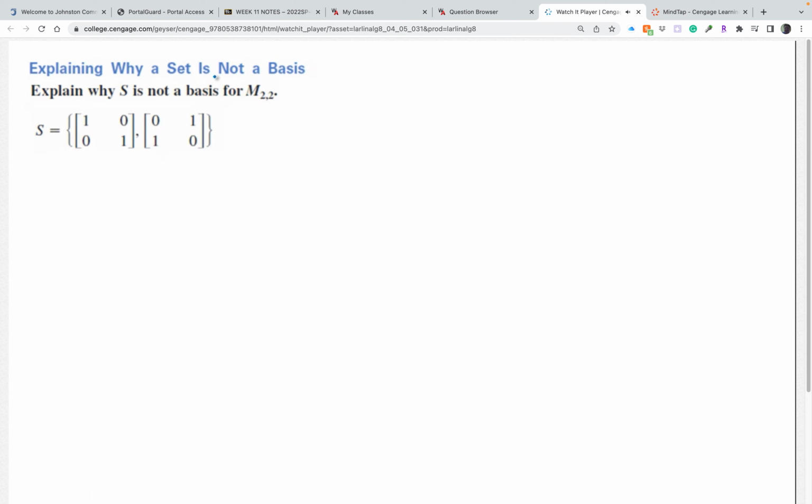Explaining why a set is not a basis. Explain why S is not a basis for M sub 2 comma 2, the set of all 2 by 2 matrices. So we have S, which consists of one matrix with the first row 1 and 0, the second row 0 and 1. We'll consider that our first vector v sub 1. And our second vector v sub 2 will be the second matrix with first row 0 and 1, second row 1 and 0. So let's look at what constitutes a basis.